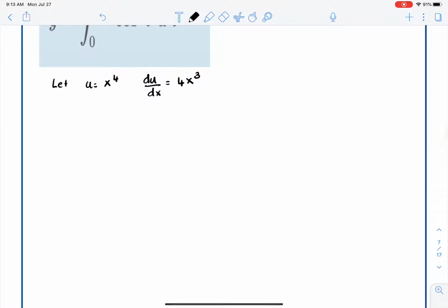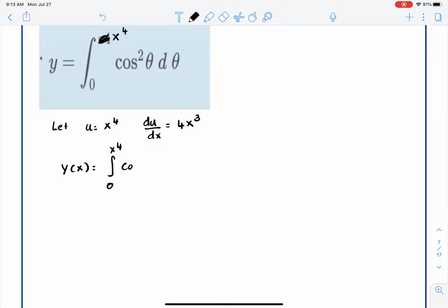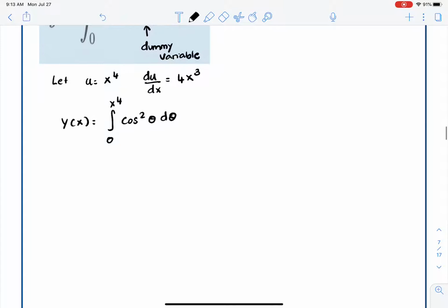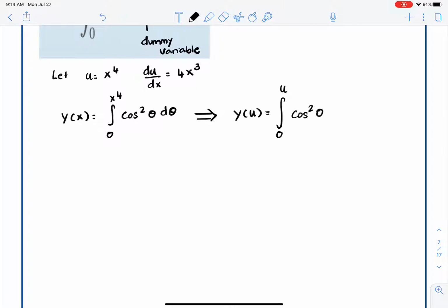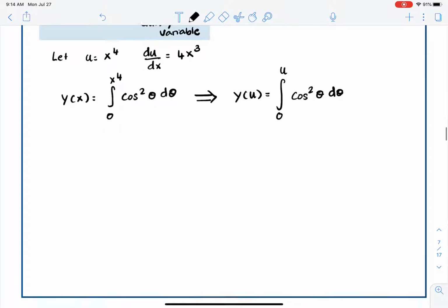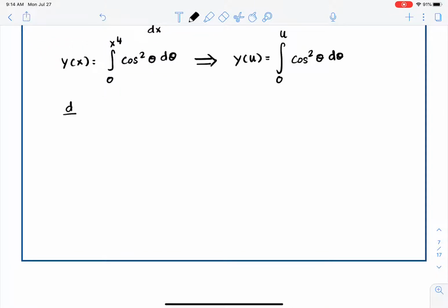y of x is integral 0 to x raised to 4 of cosine squared theta d theta. Note that theta is a dummy variable, just like the t we had earlier. We want to transform this to y as a function of u. So we have integral 0 to u of cosine squared theta d theta. Now we know the derivative of y as a function of u is simply cosine squared u. That is by fundamental theorem of calculus 1.